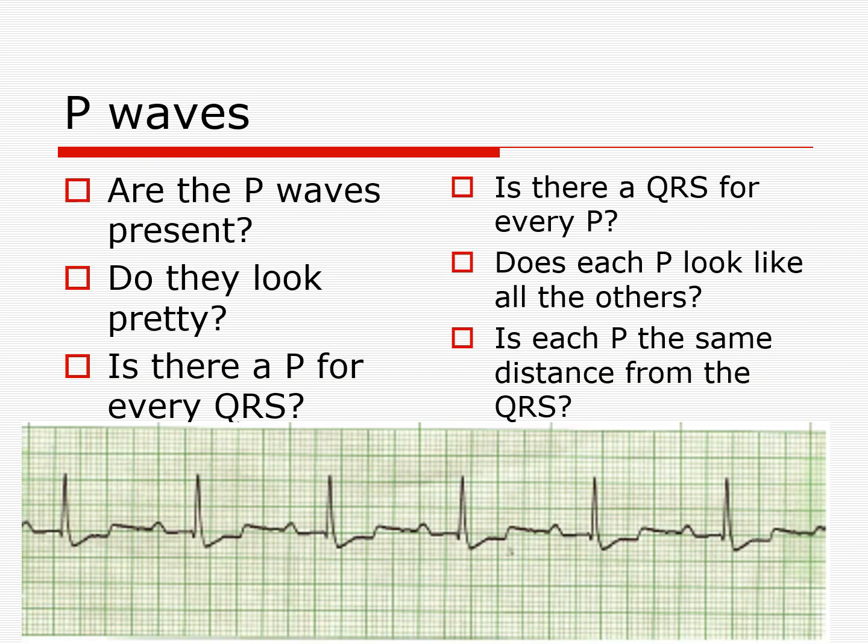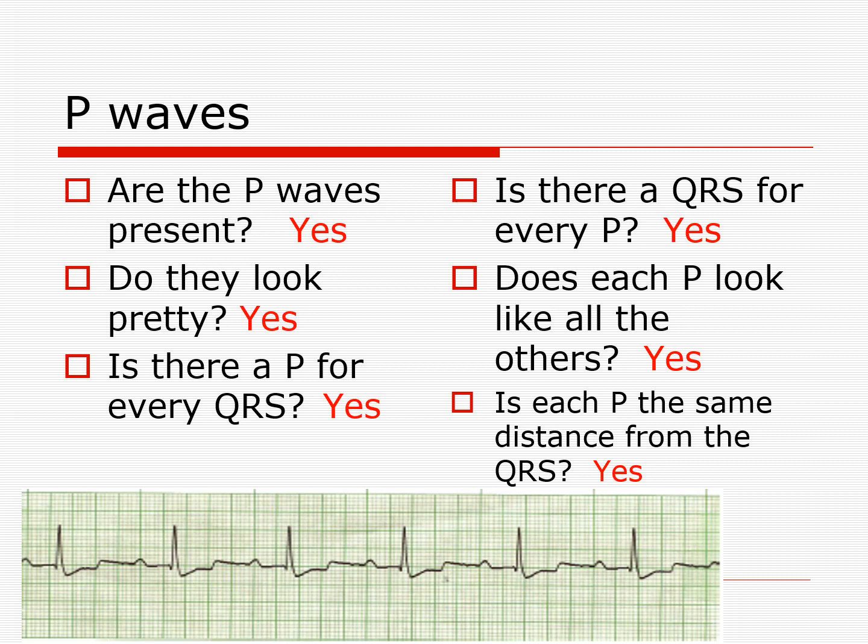And these are the questions that you ask yourself. Are there P waves present? Do they look pretty, meaning are they normal? Are they upright? Are they about the correct size? Is there a P for every QRS? Is there a QRS for every P? Do all the P waves look like each other? And is each P wave the same distance from the QRS? These are the questions that you ask yourself, and you get yeses for all of those. I'm going to go through this a little bit fast, but you'll see the gist of it as we get going here.